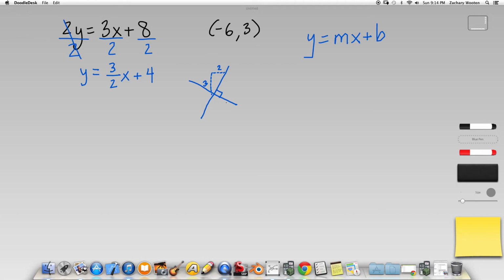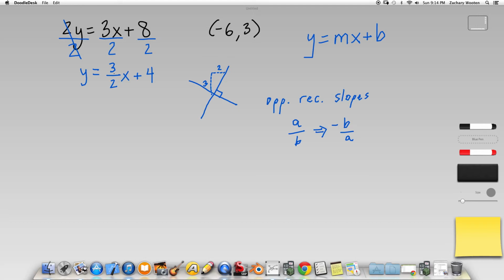Perpendicular lines have what we call opposite reciprocal slopes. And again, I'm going to do the same example. If one slope is a over b, then the opposite reciprocal to that would be negative b over a, so that one is positive and one is negative, and we flip the fraction. A over b becomes b over a.